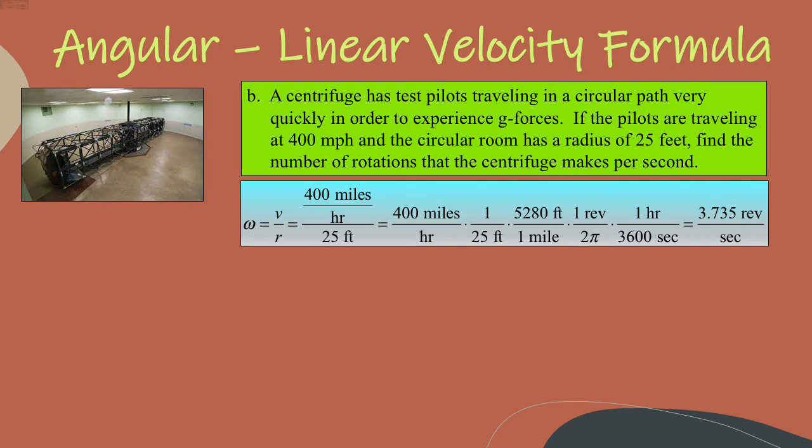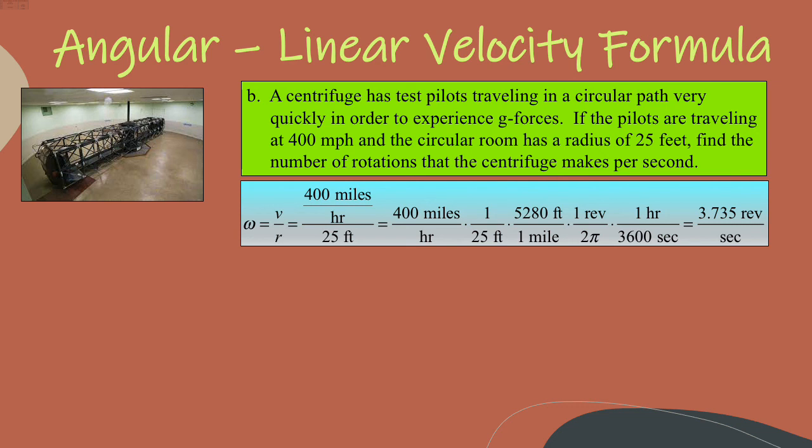which is 400 miles per hour over 25 feet. We write this as 400 miles over hours times 1 over 25 feet. We first take care of the miles feet problem by multiplying by 5,280 feet over 1 mile. And those units cancel out, and our answer in this case would be radians per hour. We want our answer in revolutions per second, so we will multiply by 1 rev over 2 pi, and then also multiply by 1 hour over 3,600 seconds.